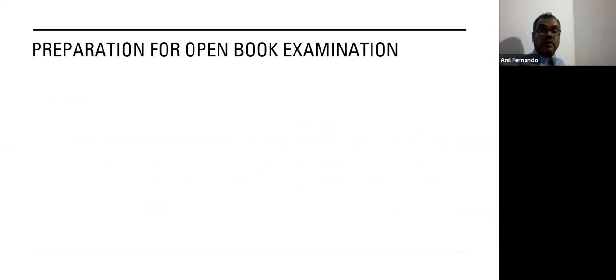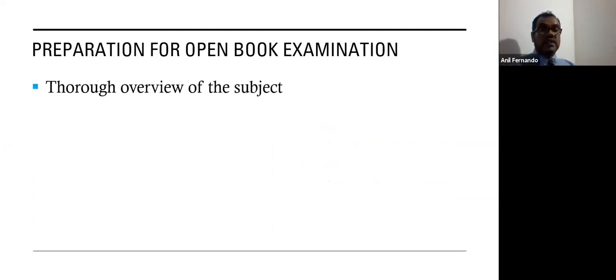Preparation for open book examination. Though it seems to be the easiest one, as I just told you, this is the toughest mode of examination in the world. But it depends on how we have devised it. One of the aspects in the open book examination is that a thorough overview of the subject is required. You need not know all the facts.